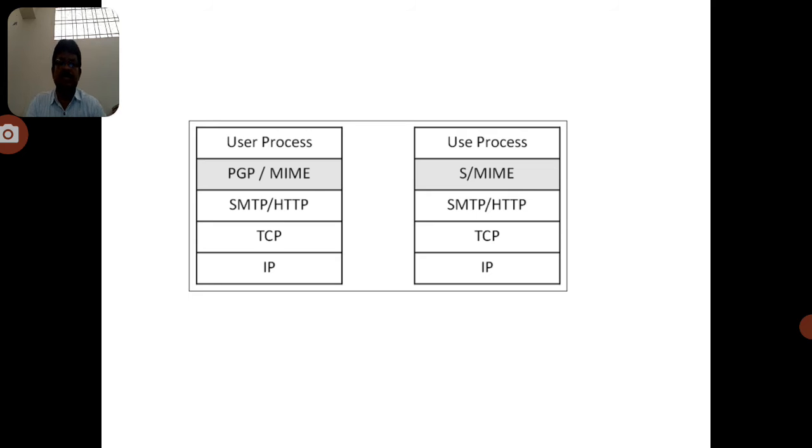Now you can observe the basic idea behind MIME. Initially the TCP/IP connection is required. That is the default connection, which can be connection-oriented as well as connectionless, and the default email standard format is the SMTP format. After that we can use the PGP or MIME. So either PGP or MIME can be used by the user process based on the situation. This is from the user perspective.